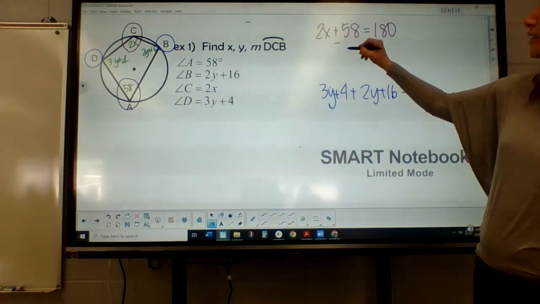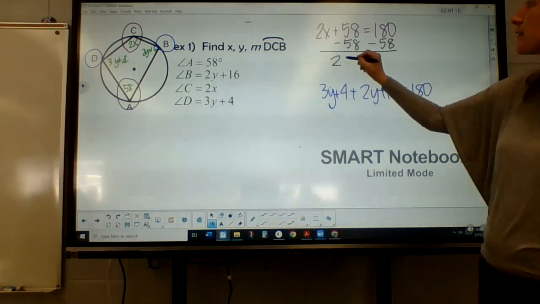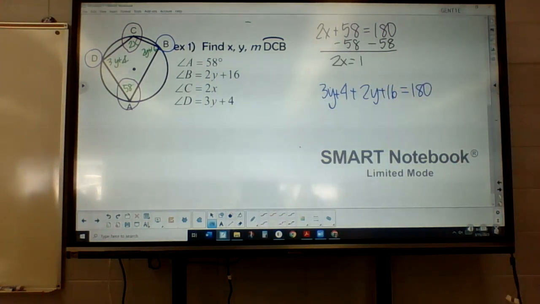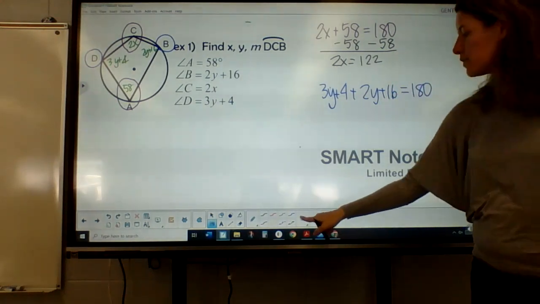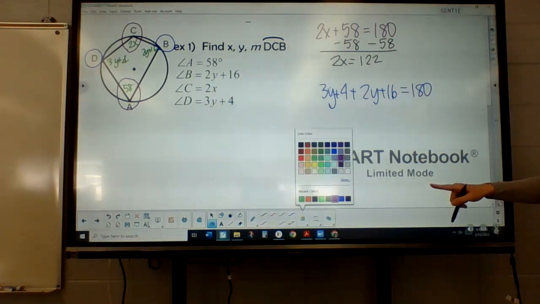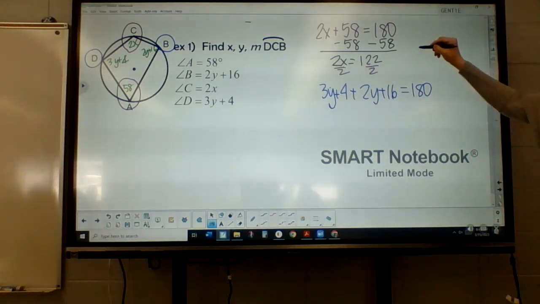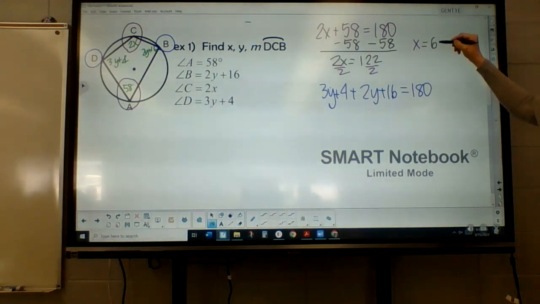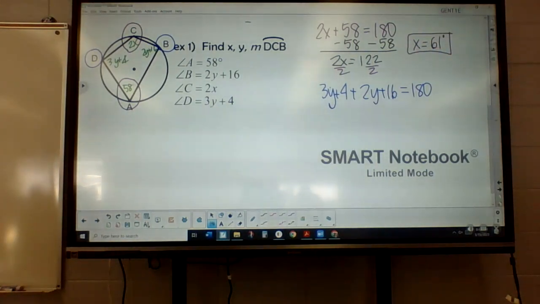So this one, a little bit easier to solve. Is that 122? And so we're going to divide by 2, right? So x ends up being 61. Yep. Okay, so 61 degrees for x. We're going to find our y as well.